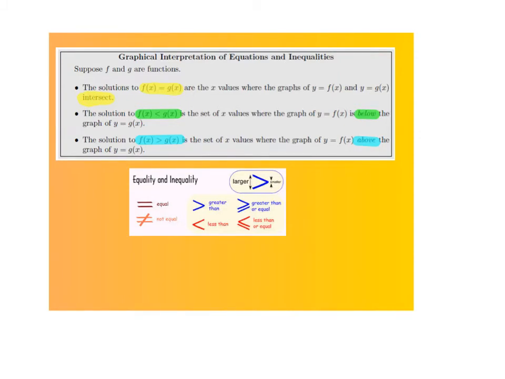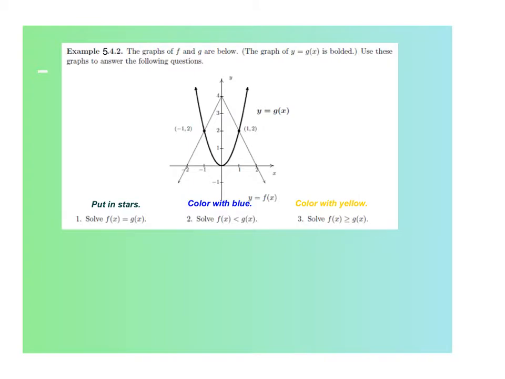Everybody knows greater than and less than, so let's get to this slide, this green one. Everybody get there. It's a few slides down. Okay, good. Now, the graphs of F and G are below. The one that's darker, this one right here, that one is G, and the F graph is this one. One of them is a parabola, one of them is a U-shape.